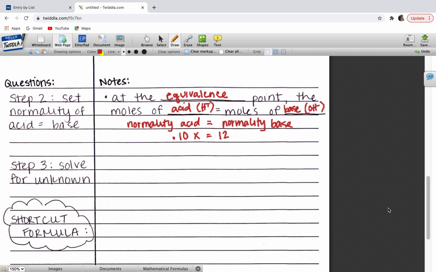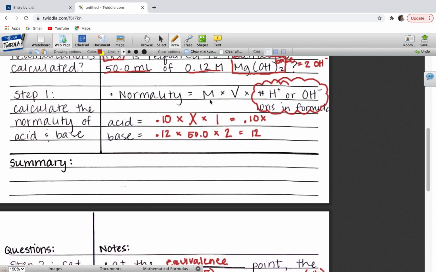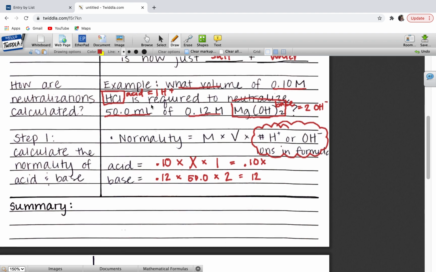So now this is just real basic algebra. We just have to solve for x here. And I'm going to do that by dividing both sides by 0.10. And dividing by a tenth is the same thing as multiplying by 10. So this comes out to be 120. So my answer is 120. The unit for that answer, because my first volume was given in milliliters.